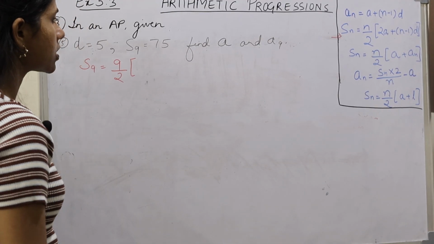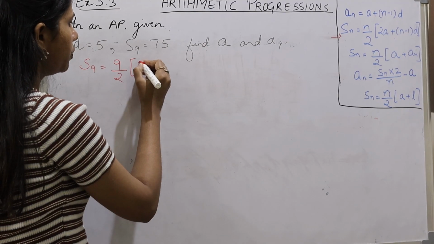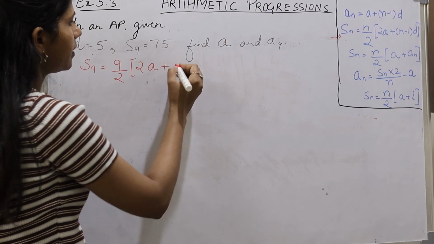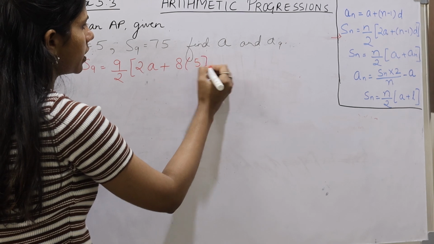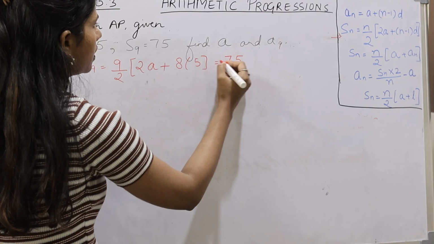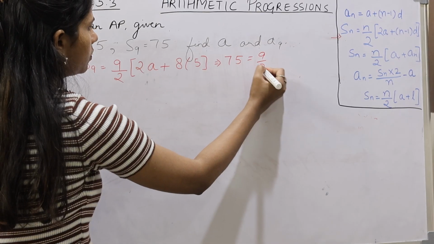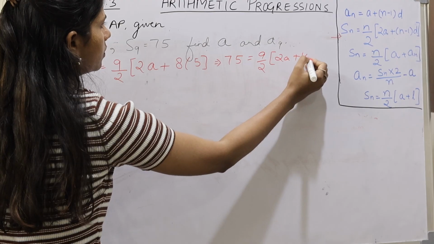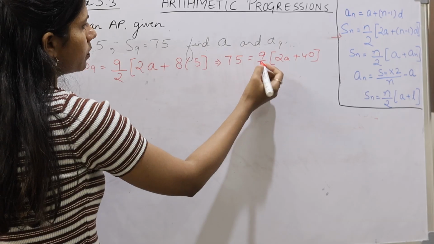Okay. So I'm taking that formula: S9 equal to 9 by 2 times 2A, which we have to figure out, plus (n minus 1). What is n here? 9. 9 minus 1, 8. D is what? 5. Okay. We'll solve it now. So this will become 75 equal to 9 by 2 times (2a plus 40). Okay. Now this will go in multiplication.